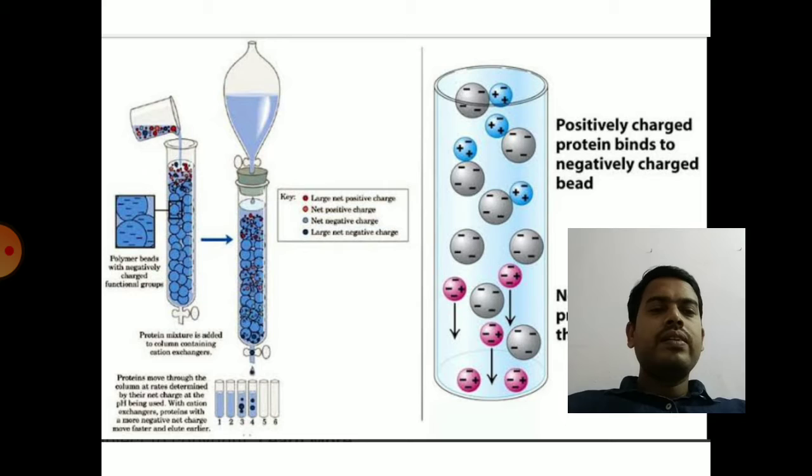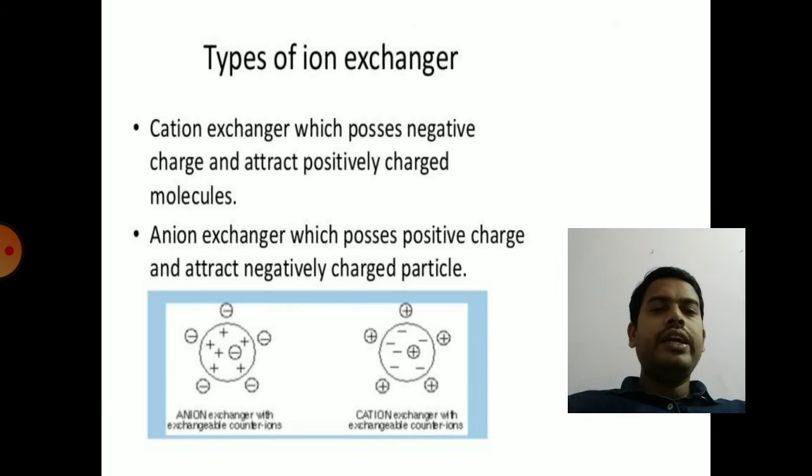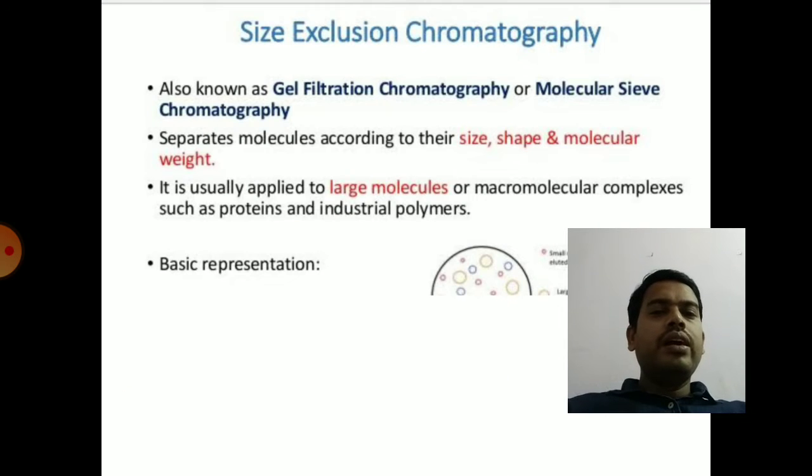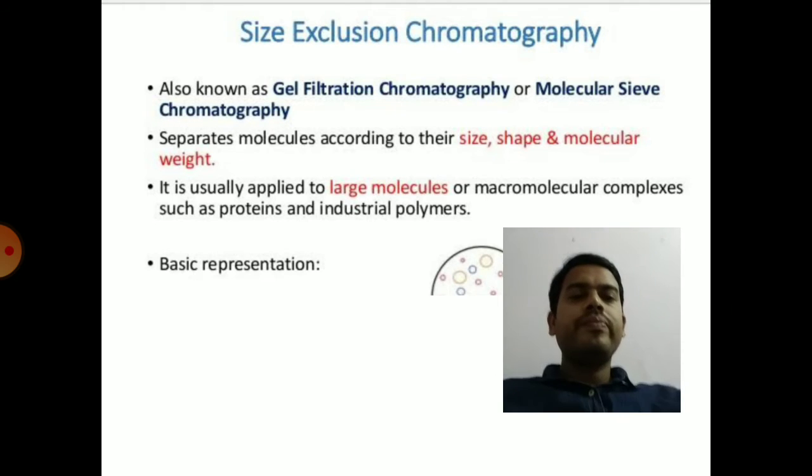In this technique, the sample molecules or solute particles are separated based on the molecular size. Basically speaking, they depend upon the size and shape and molecular weight also. But since it is mentioned as molecular exclusion chromatography, or gel exclusion chromatography or size exclusion chromatography, it is based on the molecular size of the solute particles.